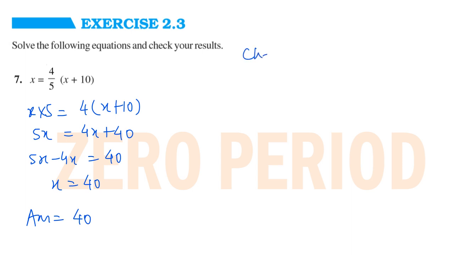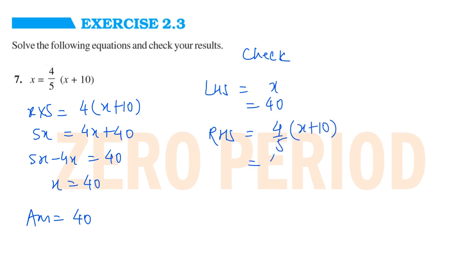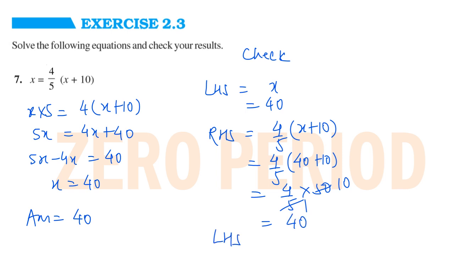Then go for checking. Left hand side is x, so your answer is there, 40. Then right hand side is 4 upon 5 in bracket x plus 10. Put there 40 in place of x. Then 40 plus 10 is 50. 50 cancels to 5, 10 times, and 4 into 10 is 40. So your left hand side and right hand side are the same. It means you have done it very correctly.